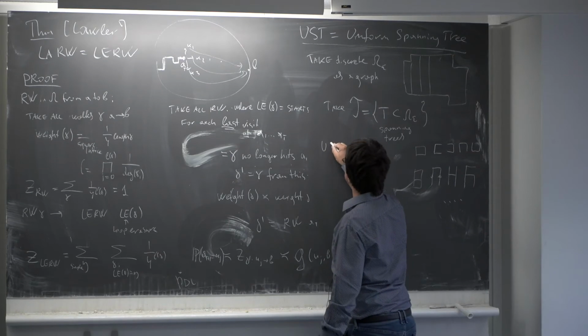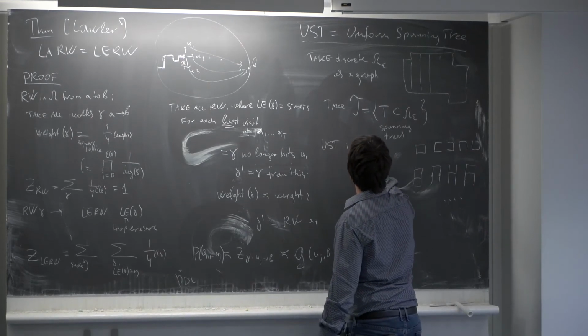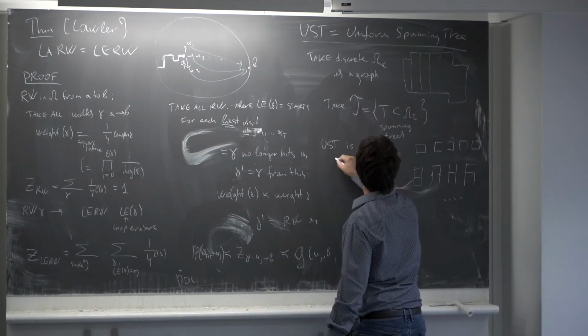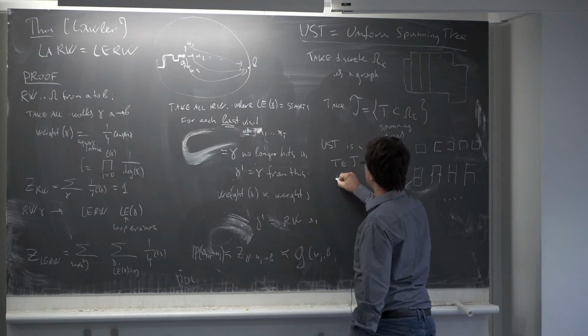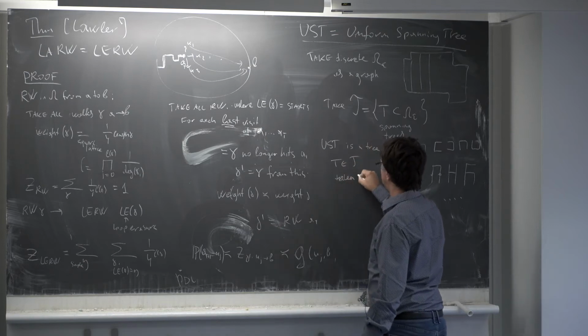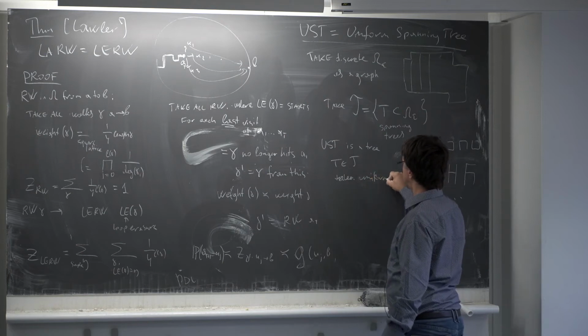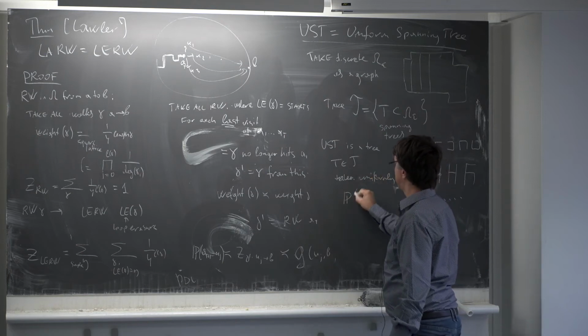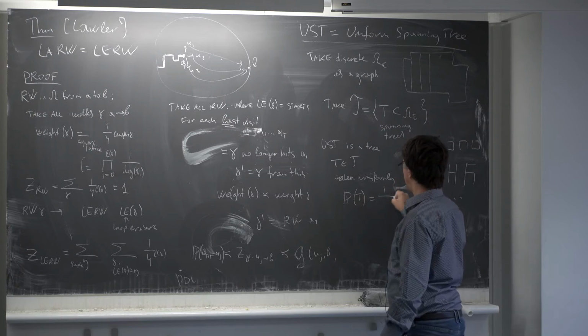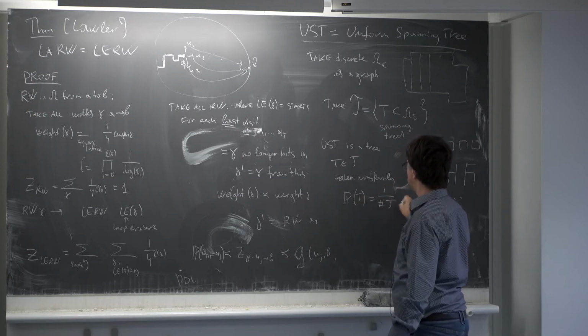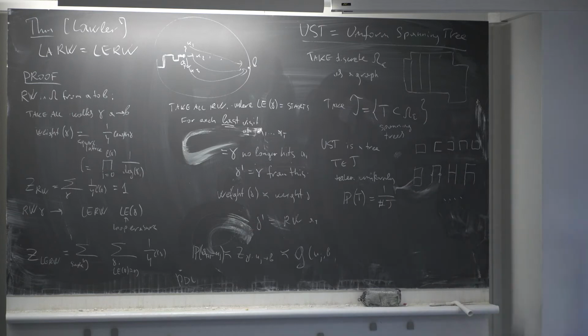So a uniform spanning tree is a tree T in tau taken uniformly. So the probability of T is 1 over exactly the cardinality of this set tau.